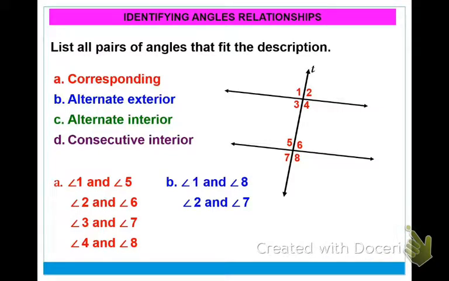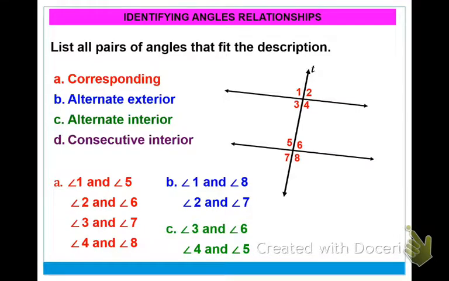We'll do alternate interior, which means they're on the inside of the box and they alternate across my transversal. So 3 is on the inside. What is it alternate interior with? 6. So that means 4 and 5. So 3 and 6, 4 and 5.